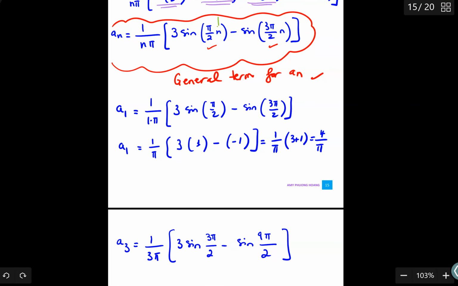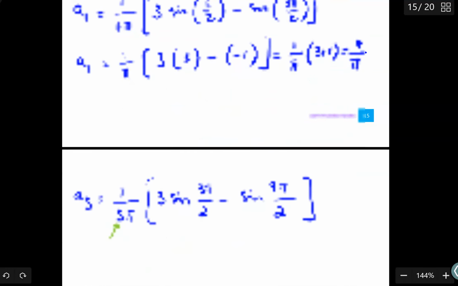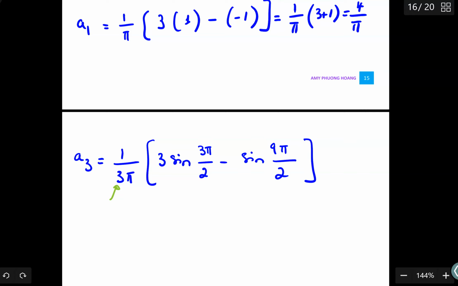Okay, here is n. Then n is equal to 3. Therefore, I take 3 times pi over 2. I got 3 pi over 2. Here is n, n multiplied by 3. Therefore, I have 3 times 3. I got 9. Alright, so keep that in mind.